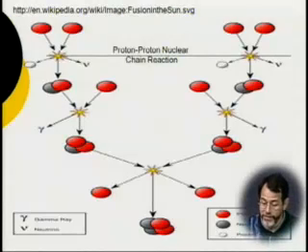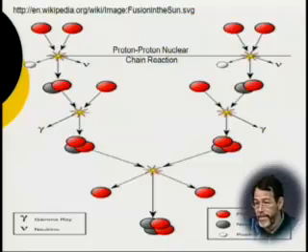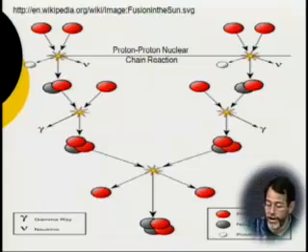Okay, so what happens in the very center of the sun? Now, different stars, when we go out into the universe, we will find that different stars have fusion that lights them up in different ways. There's the carbon, nitrogen, oxygen cycle. But the sun is not massive enough to do that. The sun is massive enough to do what's called the proton-proton nuclear chain reaction.